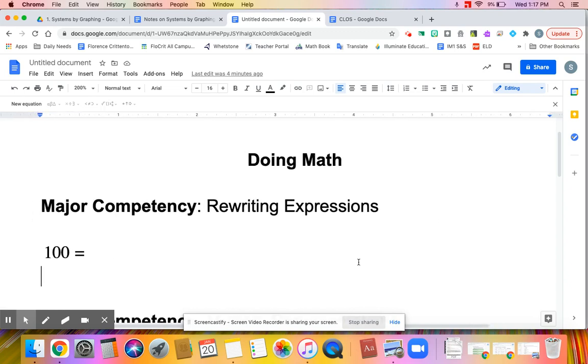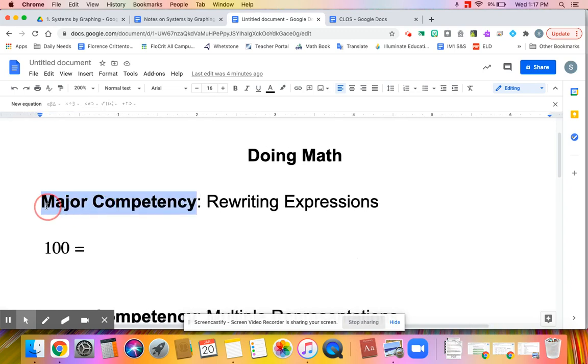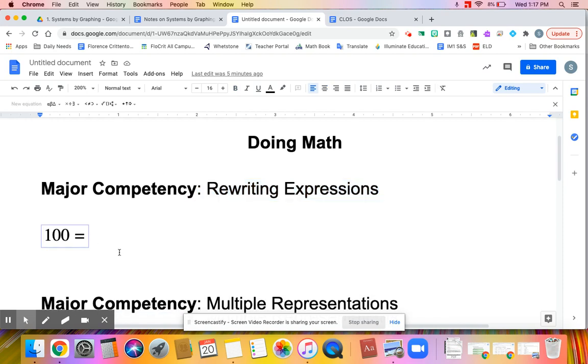So when we do math, there are major competencies that the district identified that you need to know how to do really, really well in order to graduate. And the thing about them is they show up again and again in a lot of ways. So rewriting expressions is one of the major competencies. It's really easy to do on a simple level. So rewriting expressions just means I'm going to take something and I'm going to rewrite it in a way that's still entirely the same thing.